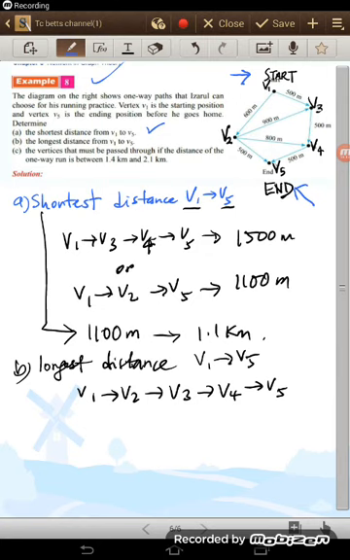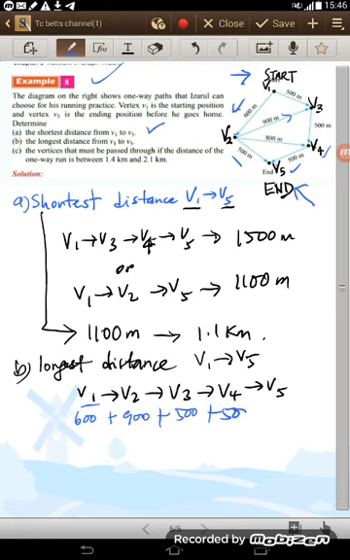For B, the longest distance will be from here. You have to follow the arrow. You cannot just simply go anywhere. So V1 to V2, and then go to V3, and then go to V4, and then V5. So the distance is 600 plus 900 plus 500 plus 500. So what is the distance? It is 2500 meters, same as 2.5 kilometers. So that is the longest distance. Maybe he wants to practice more, so he follows the longest distance.